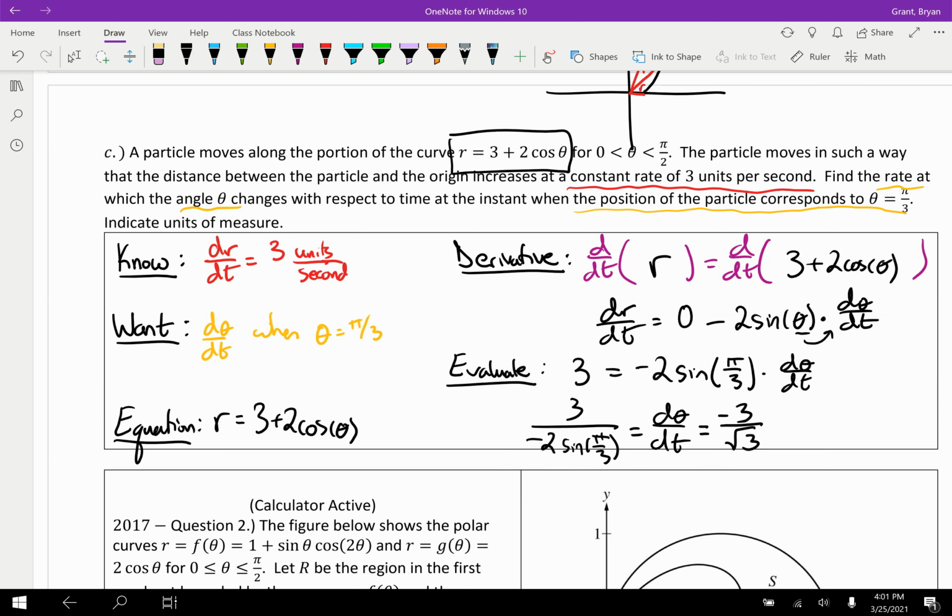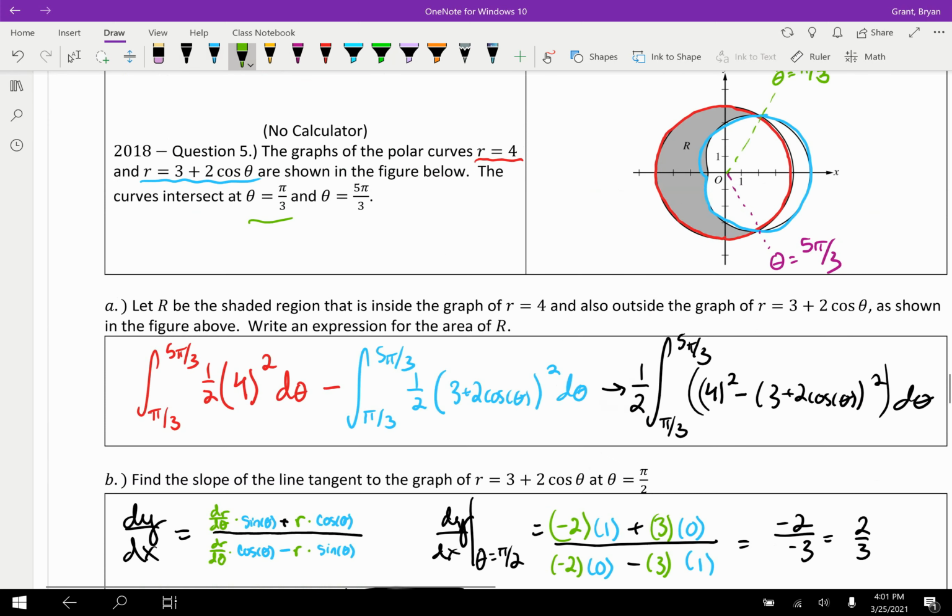Are we actually done, though? Didn't it say indicate units of measure? Units of measure are pretty easy for related rates. Just take the units that are on top and divide it by the units that are on the bottom. Units on top are radians per, and then the units on the bottom, dt, they told us already, second. Great. The end.